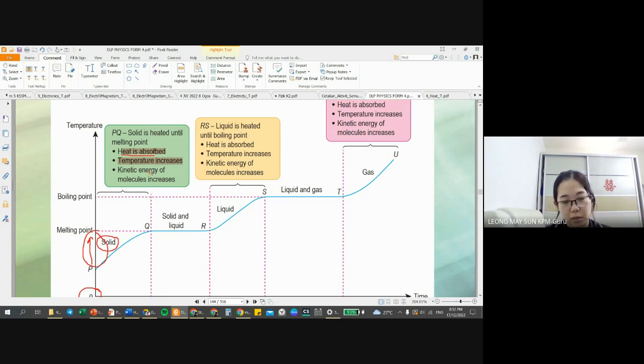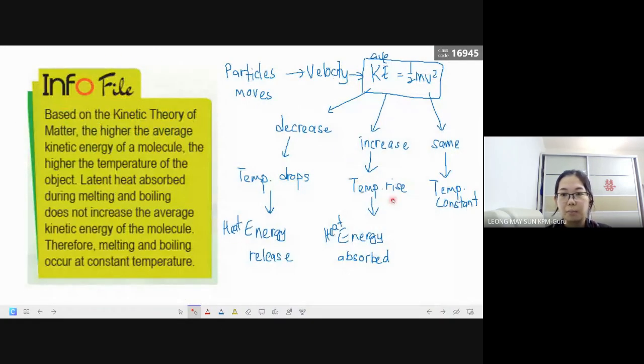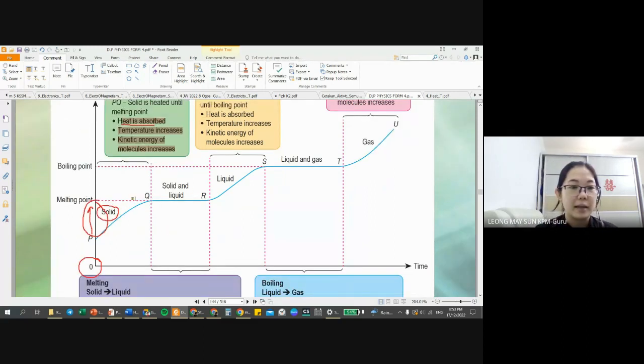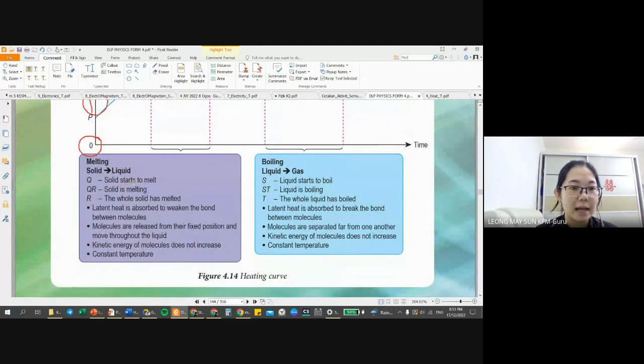When the temperature increases, the kinetic energy of the molecules increases. If you recall what I wrote previously here, when the temperature increases, the kinetic energy increases, the heat energy is being absorbed. So this is what happens from P to Q. But at point Q, point Q is where the melting point happens. So at point Q, the solid starts to melt.